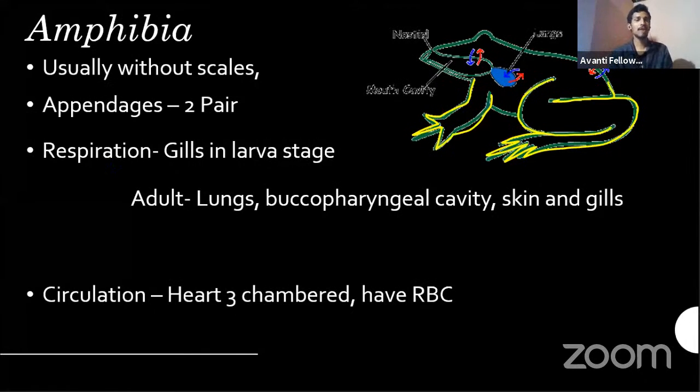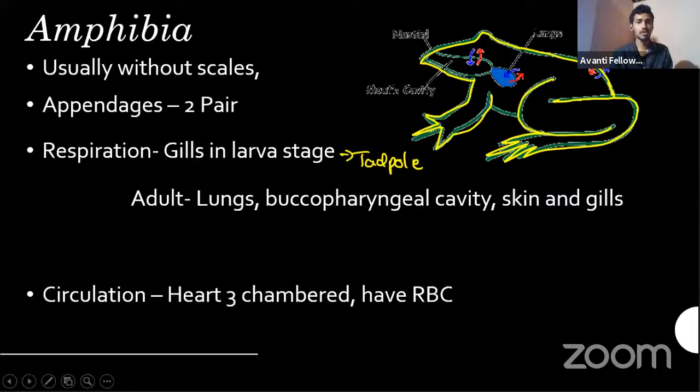Okay, so how does respiration happen? Respiration happens through the gills in the larval stage. If you take an example of a tadpole, there are some other examples also. So it happens through the gills. But when you go for the adult forms, they have different kinds of respiration. I will mention that.